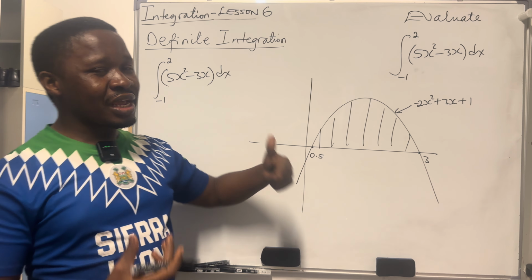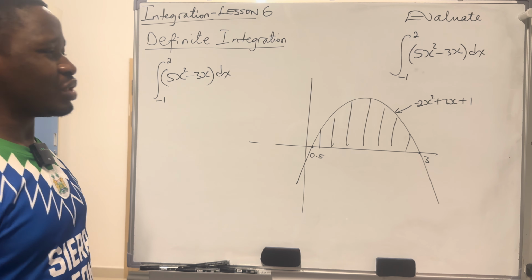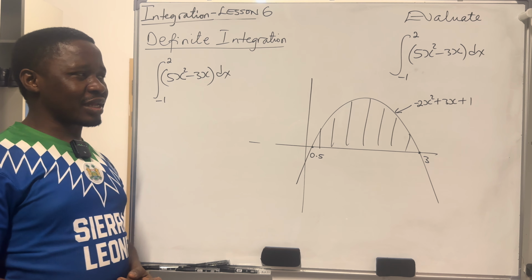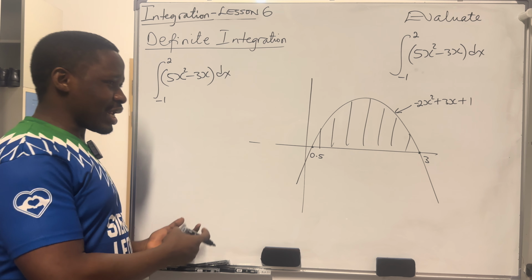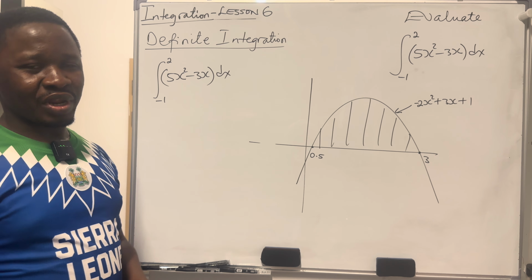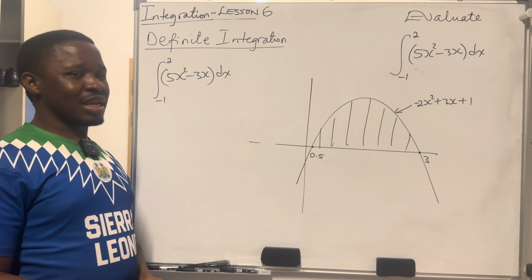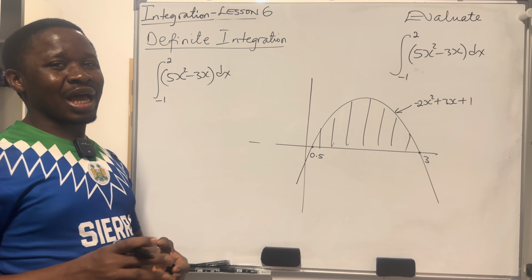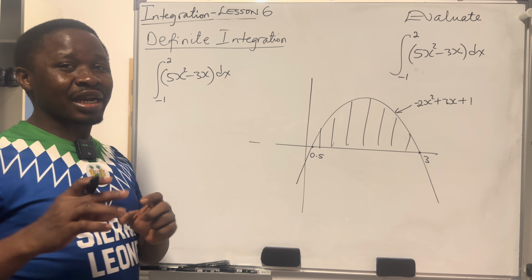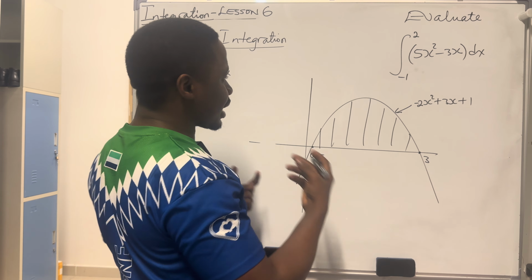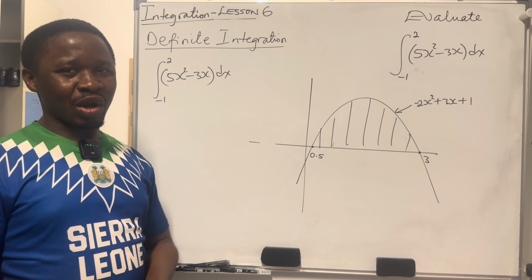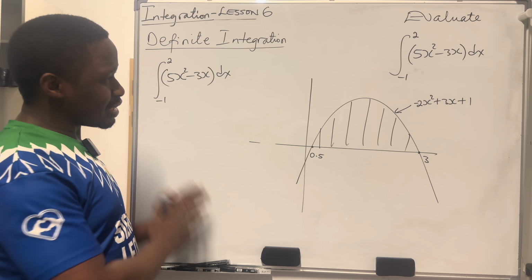Area of irregular shapes like this, we use integration to find them. Unlike in mensuration, wherein we say area of a rectangle, area of a trapezium, area of a kite, area of a parallelogram, those are definite shapes, regular shapes. This one is irregular. So to find the area of irregular shapes, we have to use calculus and specifically integration.